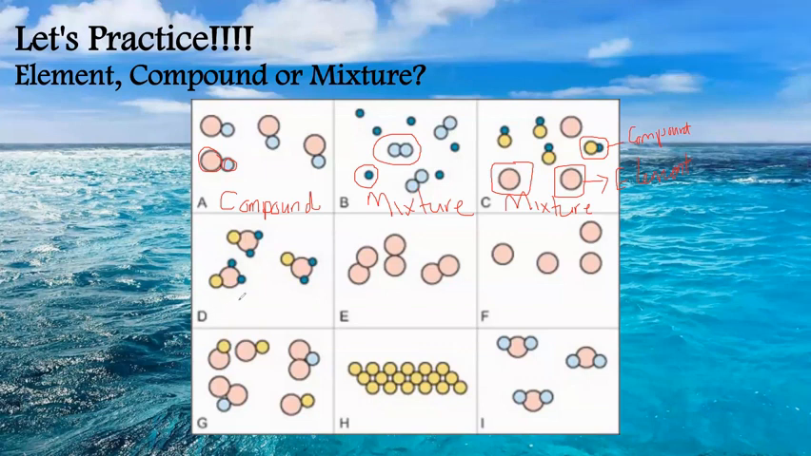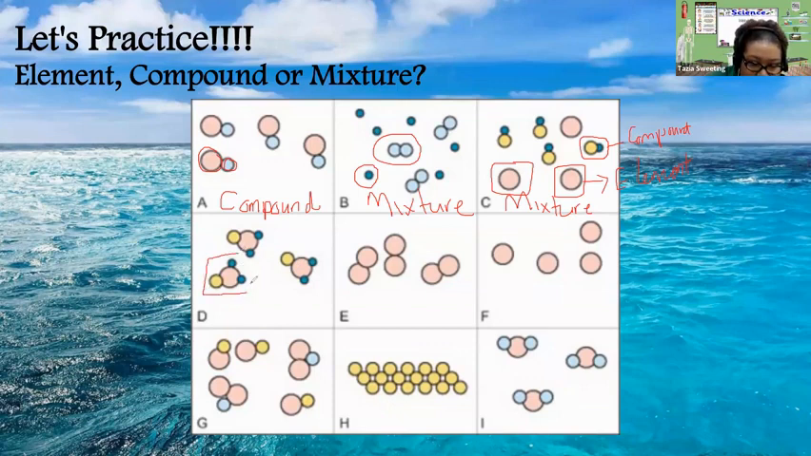Is that Kamaya? Sorry, Kamia. I think D is a mixture. You say D is a mixture, Kamia? Yes, ma'am. Okay, let's see if that is correct. Remember, we're going to take a look at just one of these things. Let's take a look at one.